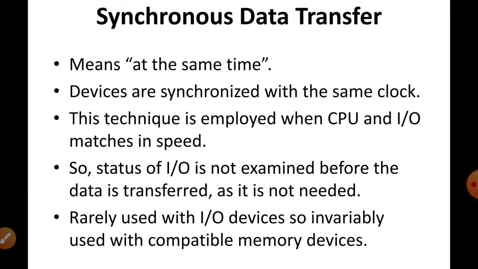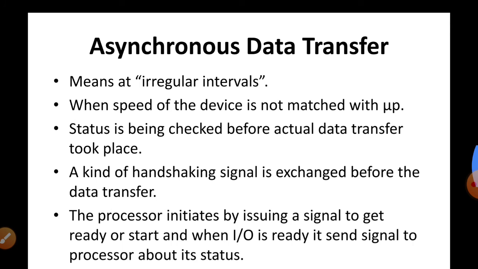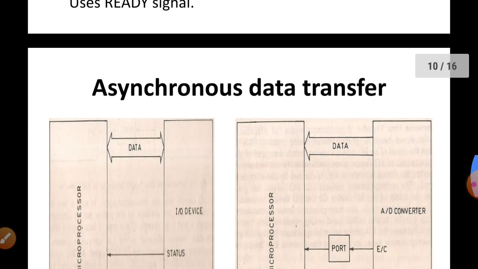Synchronous means at the same time, and this scheme is employed when both devices are compatible enough to transfer the data at the same time. And asynchronous means irregular time or different time, when the speeds do not match.